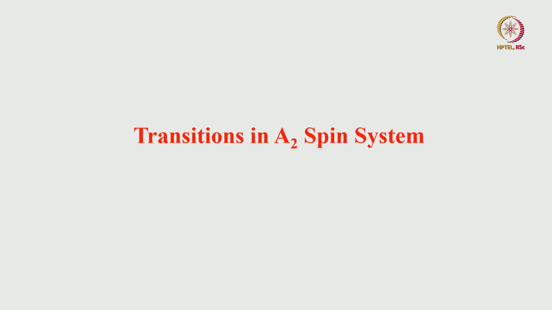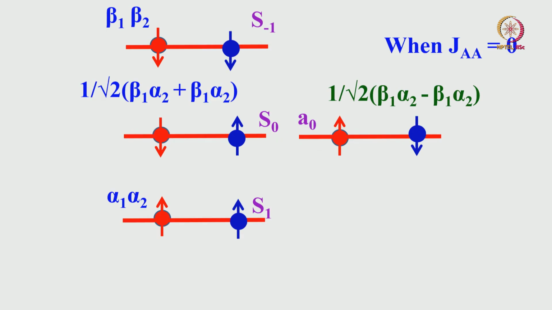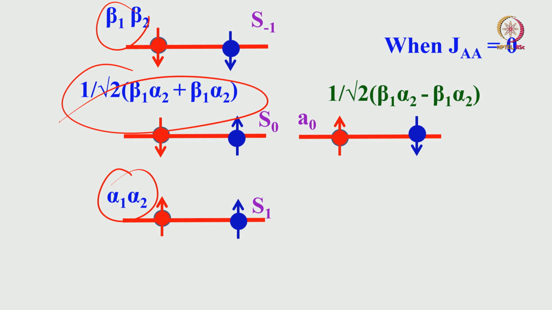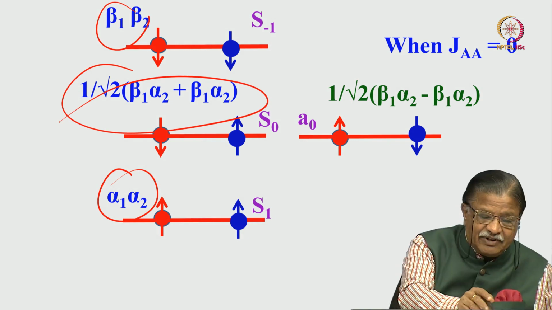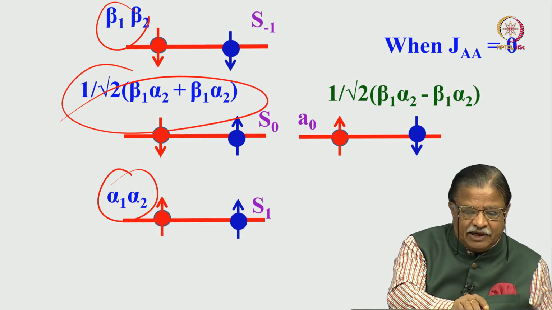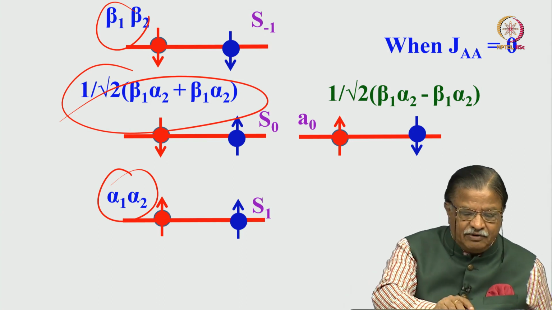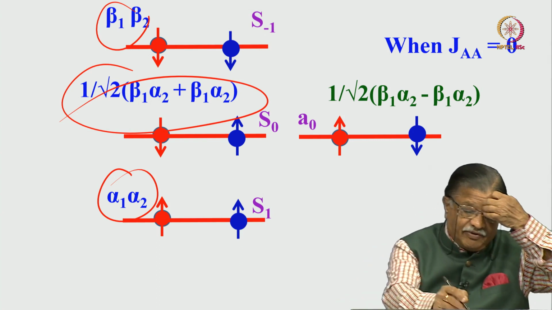And what are the transitions you can see in the A2 spin system? One interesting thing you should understand: A2 has 4 energy states, beta beta, alpha alpha, and in the weakly coupled case you have beta alpha and alpha beta. But in the strongly coupled case, without going more into the details, these are the 4 spin states. One of them is beta beta, this is 1 over root 2 times beta 1 alpha 2 plus alpha 1 beta 2.